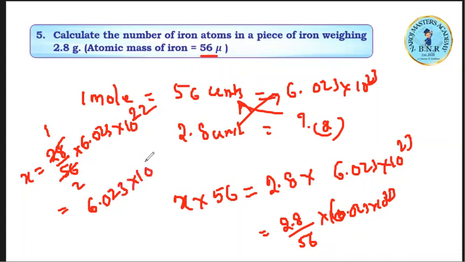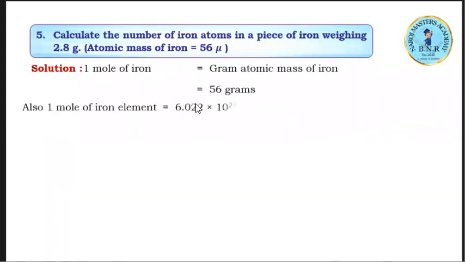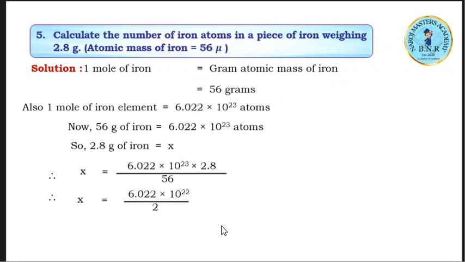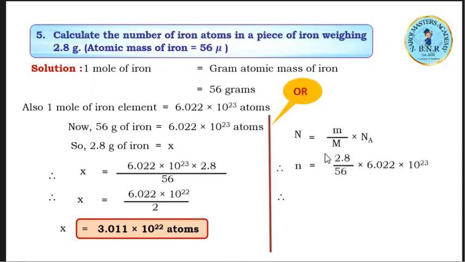6.023 into 10 power 22 by 2. So 2 1 times, 2 3 times. So 3 point something into 10 power 22 is the answer. You can see here, 3.011 into 10 power 22 atoms. Or you can use the formula also here. However, you will get the same answer.